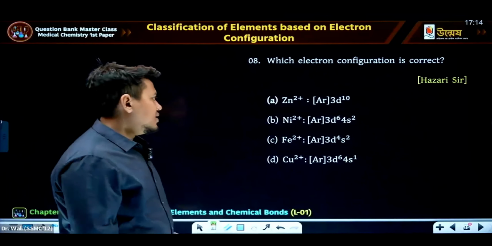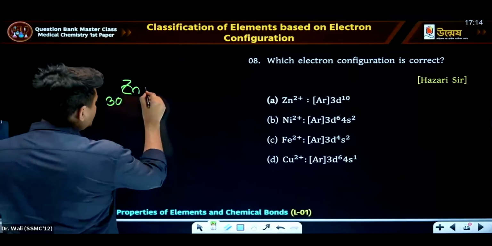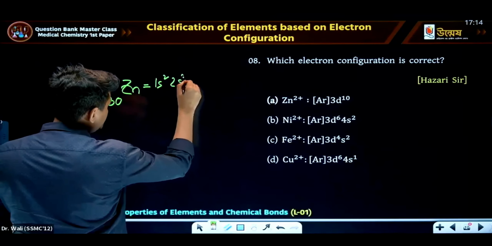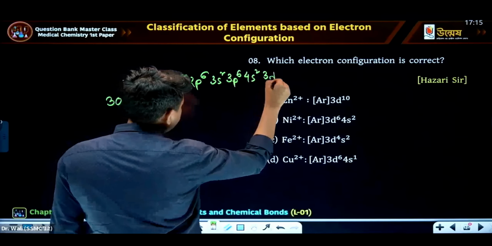Which electron configuration is correct? In this case, the first one is correct. Why? As we know, zinc has an atomic number of 30. What will be its electron configuration? It will be like this: 1s2, 2s2, 2p6, 3s2, 3p6, 4s2, 3d10.